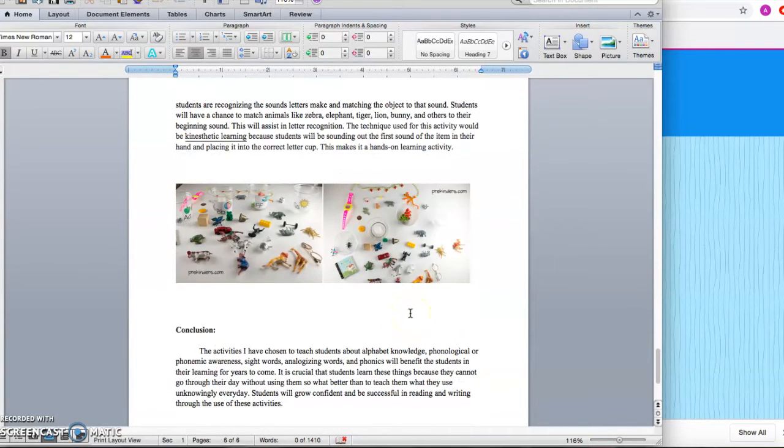The fifth and final focus is phonics. I chose the activity Sound Cups. Cups labeled from A to Z will be on a table along with small toys. Students will place the small toys in the cup that has its beginning letter.